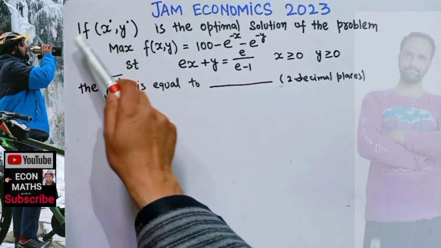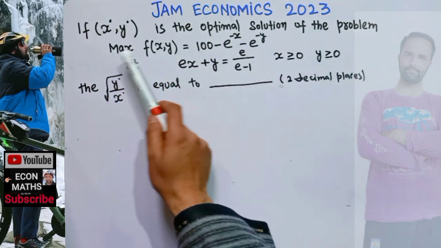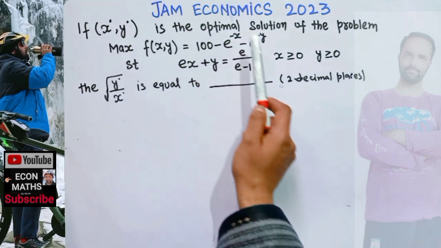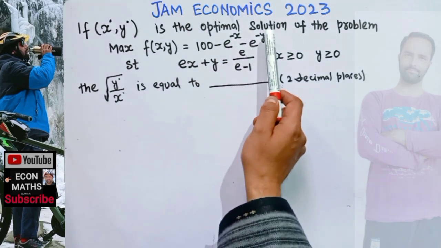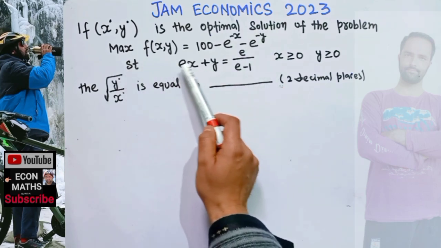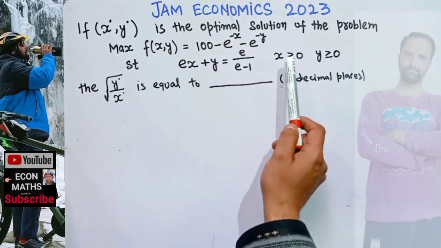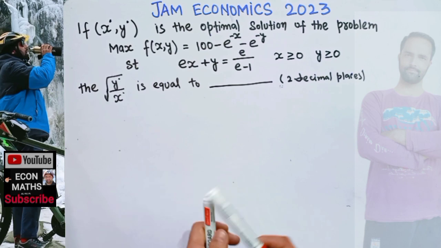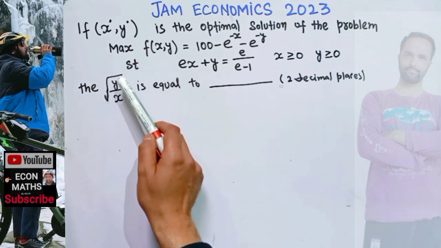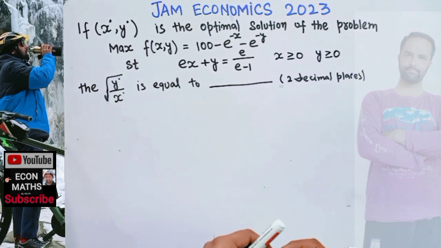The question is, if (x*, y*) is the optimal solution of this problem, that is, maximize f(x,y) = 100 − e^(−x) − e^(−y), subject to the constraint e·x + y = e/(e−1), where x and y are both positive quantities, then √(y*/x*) is equal to what? We need to find out that very thing.